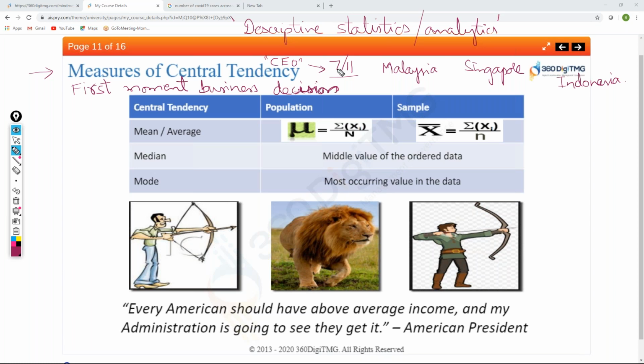On an average, how many people do we employ? On an average, what are our profits? On an average, how many products did we sell? On an average, how many people visit our store? These are the first set of questions which any management person would ask and should ask. Hence, these measures are called as first moment business decisions or measures of central tendency.